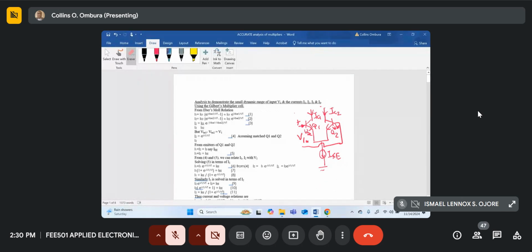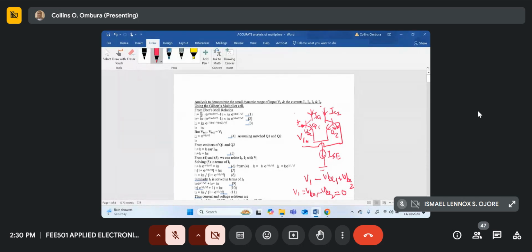Okay, if I start from the base of Q1, I'll say V1. Starting from the base: V1 minus VBE1 plus VBE2 is equal to 0. So V1 is equal to VBE1 minus VBE2. And we've used these equations a lot.